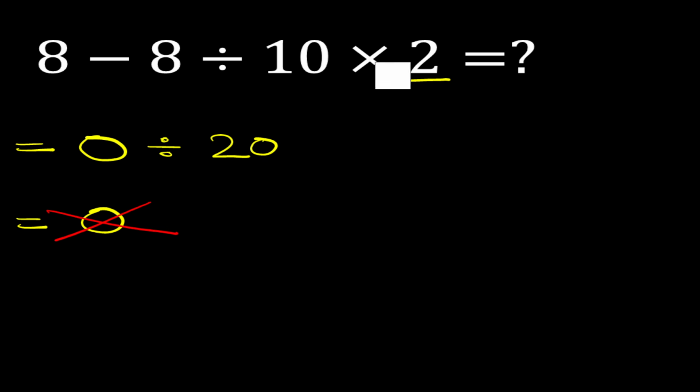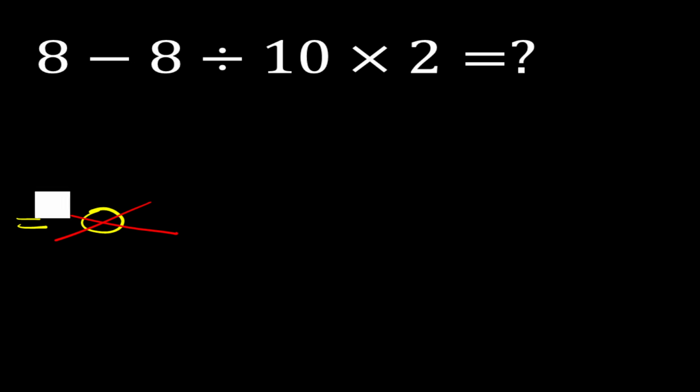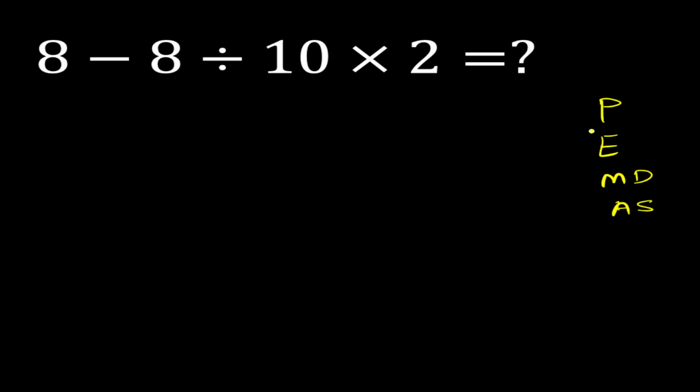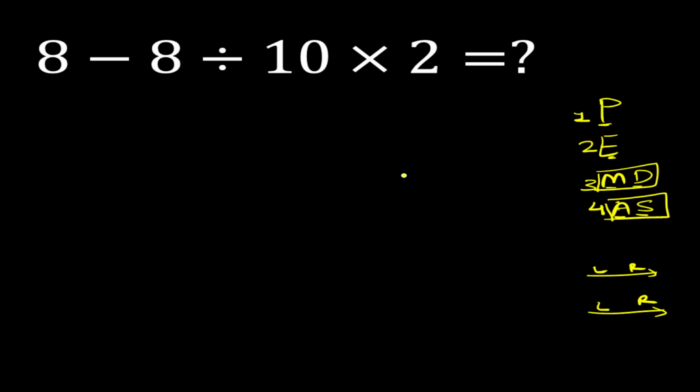So now let's solve this problem correctly by using a PEMDAS rule, right? PEMDAS. According to PEMDAS, first priority is parentheses, and second priority is exponents, third priority is multiplication and division. Here multiplication and division both have equal priority. So we have to solve it from left to right. Then fourth and last priority is addition and subtraction. Also addition and subtraction both have equal priority. So we have to solve it from left to right.